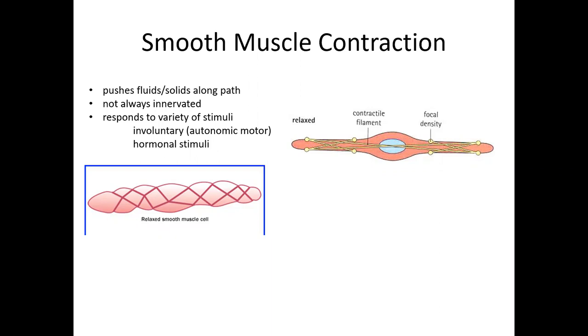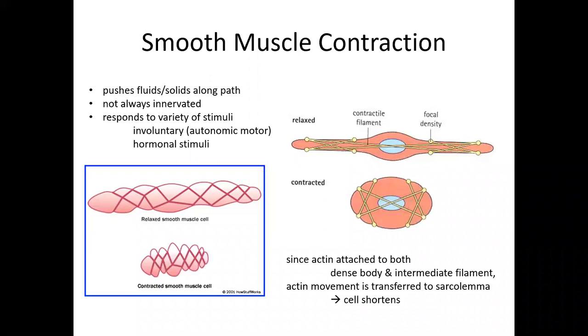So these upper pictures are showing what the smooth muscle cell looks like when it is relaxed. And so you can see those intermediate filaments on the outside giving it some kind of shape. And then when the actin and myosin contract against it, basically the cell is going to shorten. But since the actin's attached to both the dense body and the intermediate filament kind of keeps the cell all intact as one, it can't just turn into this little tiny blob.